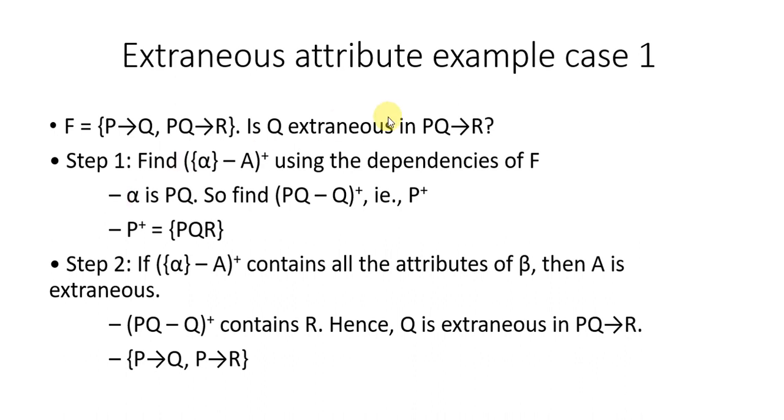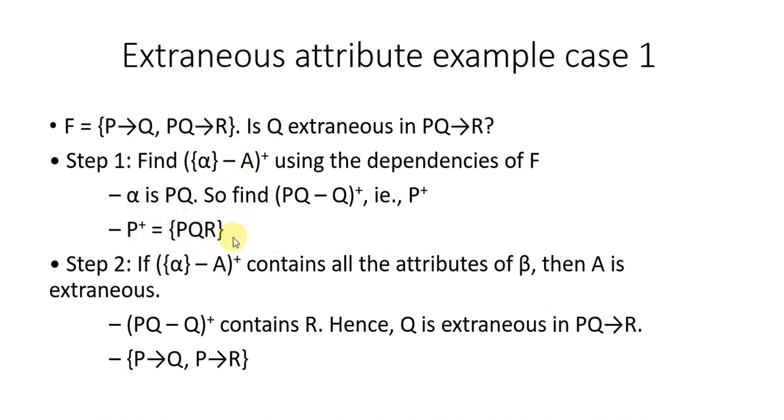PQ minus Q is P, and its closure is P plus. And what is P plus or P closure? From this we have P to Q and P to R. So we have PQR as the closure for this P. Now we found PQR. That is, we have removed Q from the LHS, and we computed its closure.